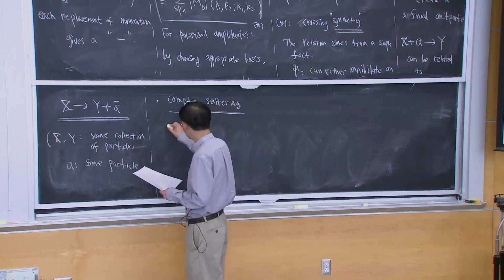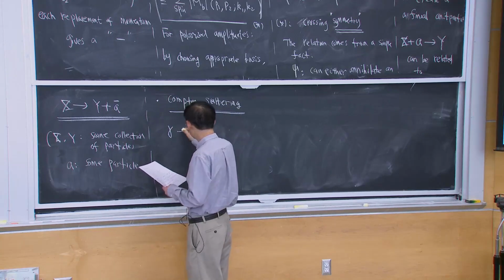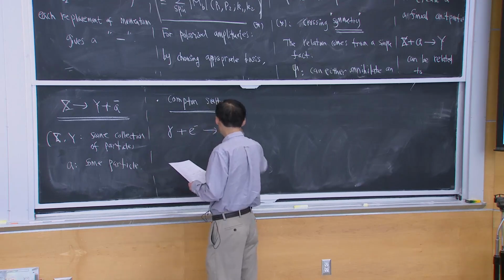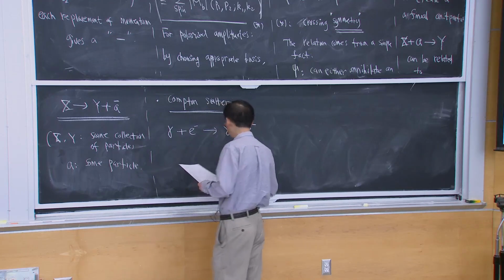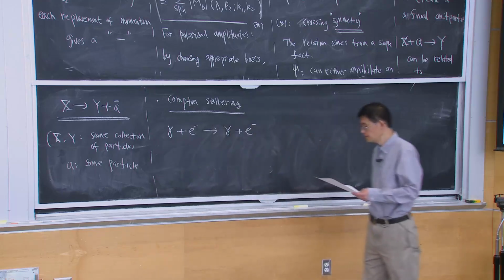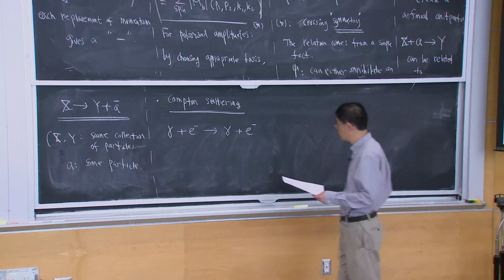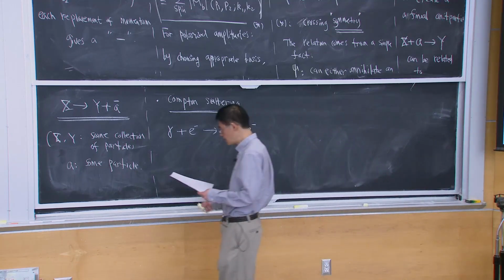So Compton scattering is a process where you have a photon hit the electron, and then you get another photon, and then you get another electron. Okay. And so we can draw the Feynman diagram for it. So one Feynman diagram is the following.